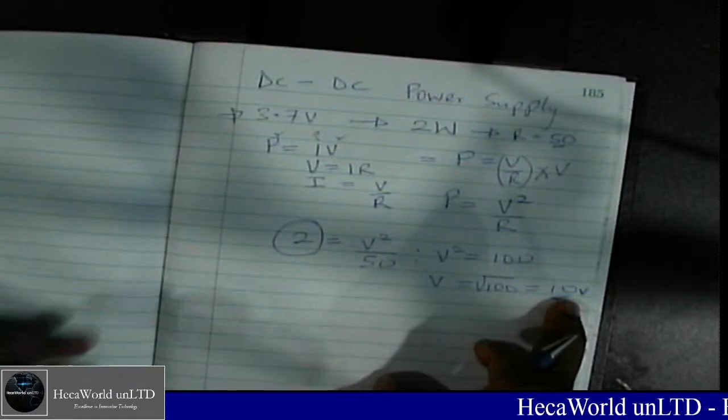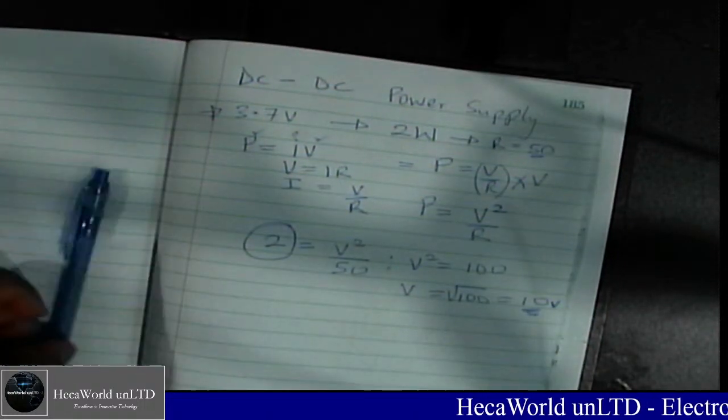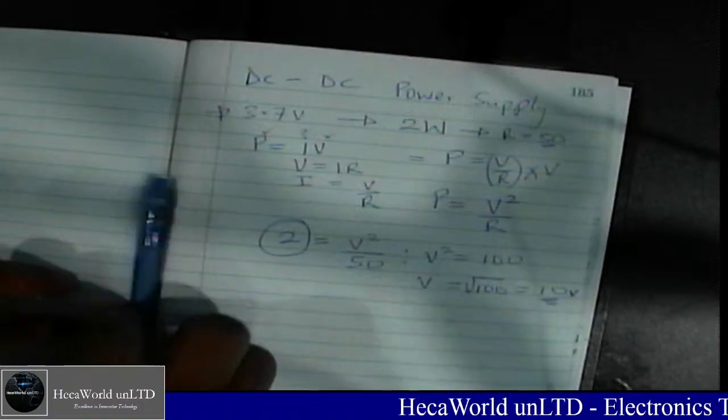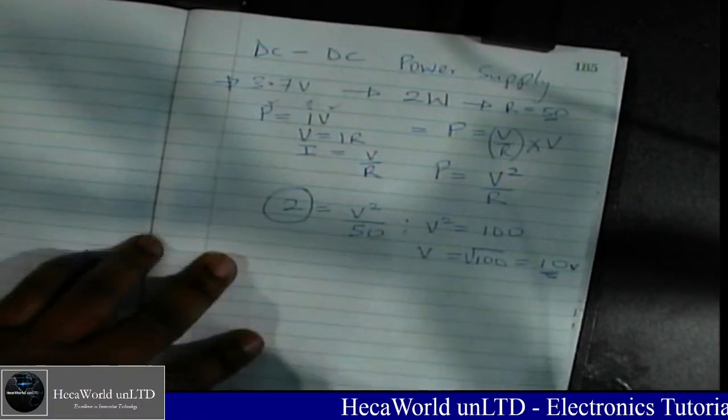But how do I get 10 volts from 3.7 volts? That was the problem. So let's go through the math again, just doing it right now so we don't make mistakes.